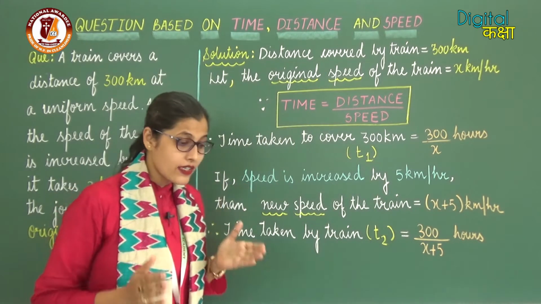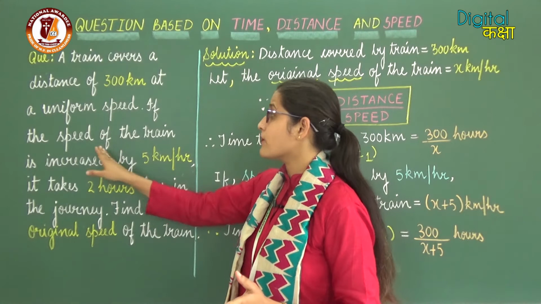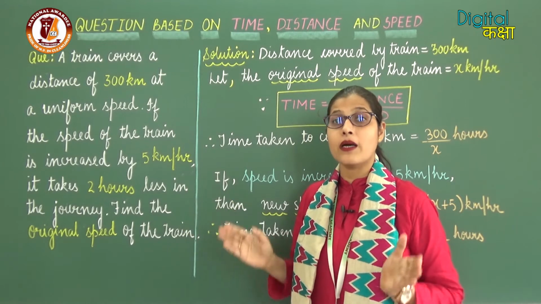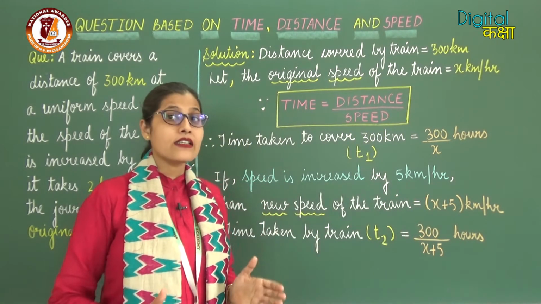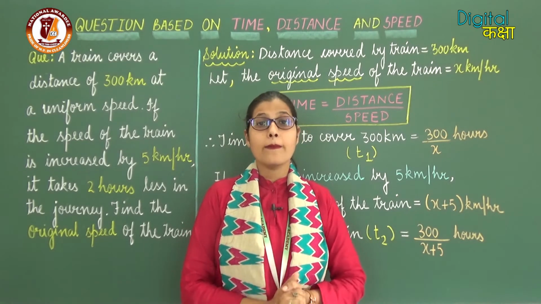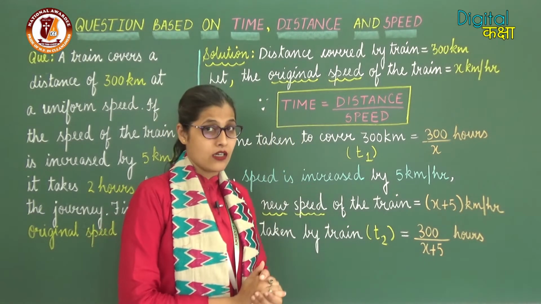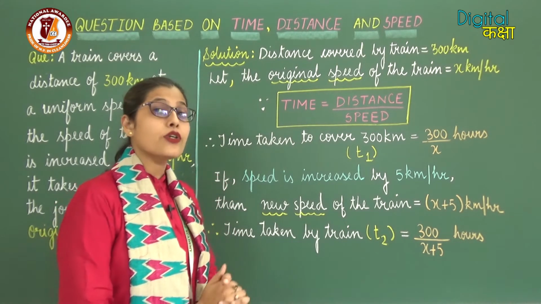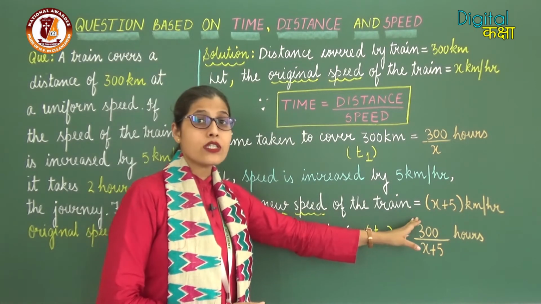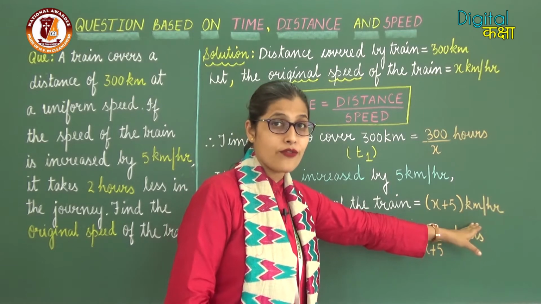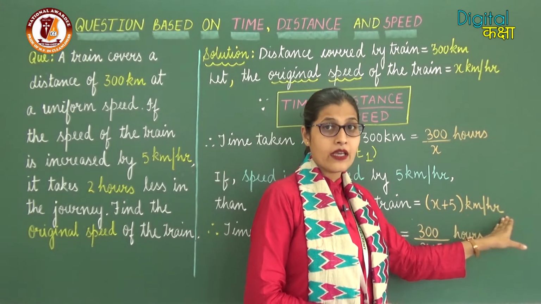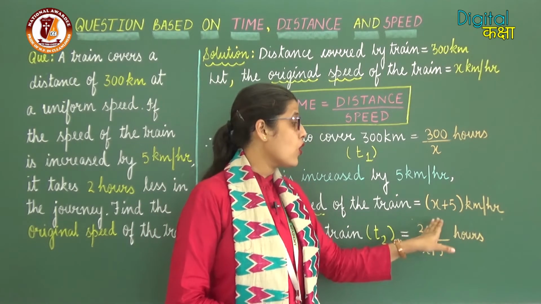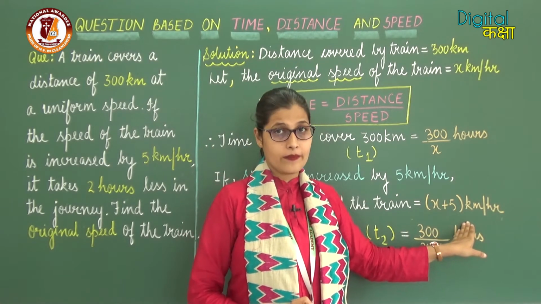Now as it is given in the question that the speed of the train is increased by 5 km per hour, it means that there is an increase in the speed by 5 km per hour from the original speed of the train. So the new speed of the train equals x plus 5 km per hour. It means that we will add 5 km per hour to the original speed of the train.